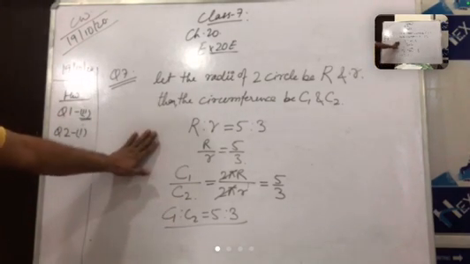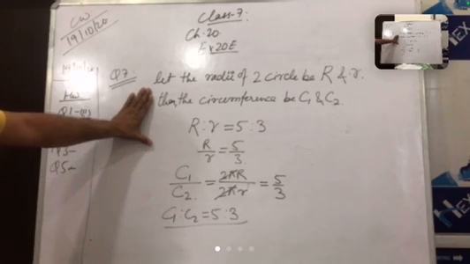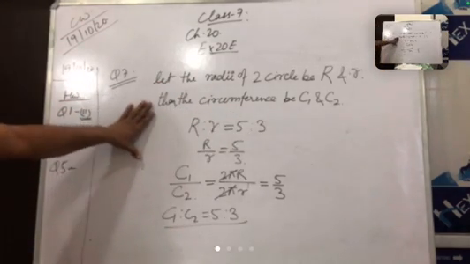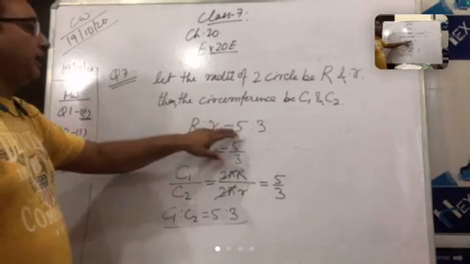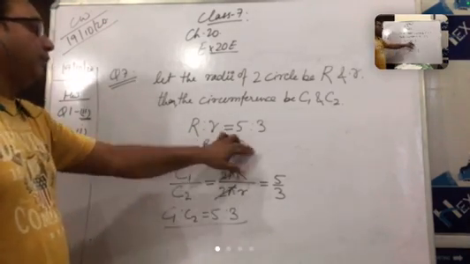Clear? Any doubt? Let the radii of two circles be capital R and small r, then the circumferences be C1 and C2. Capital R is to r is given 5:3, so capital R upon r is equal to 5:3.